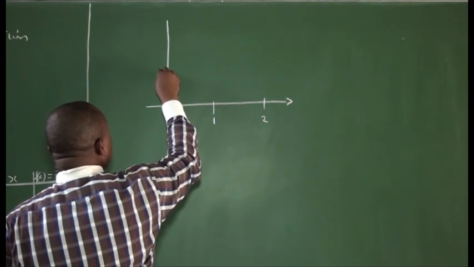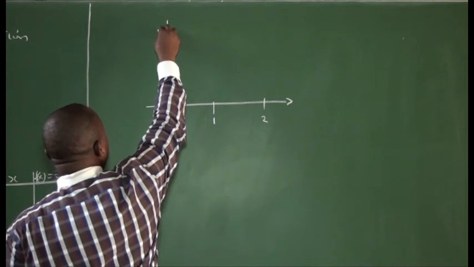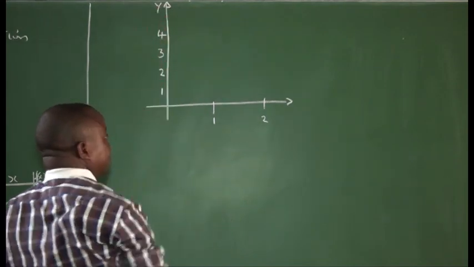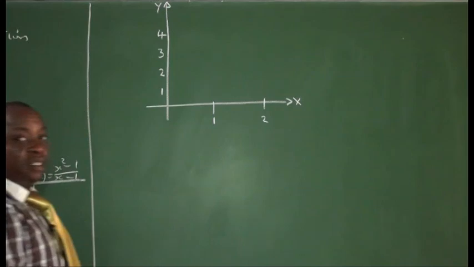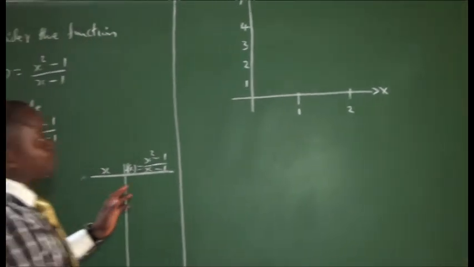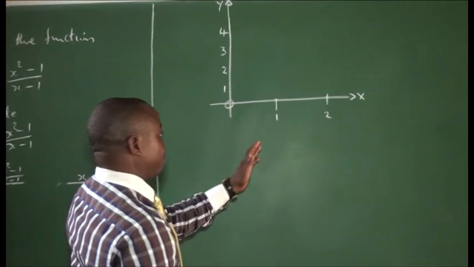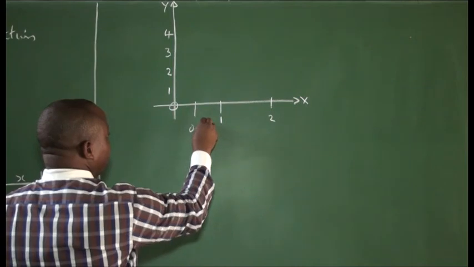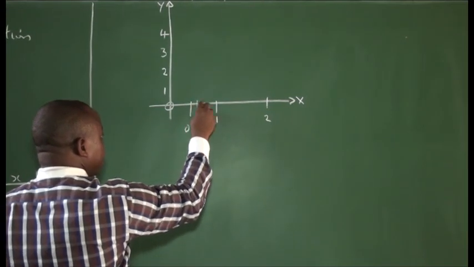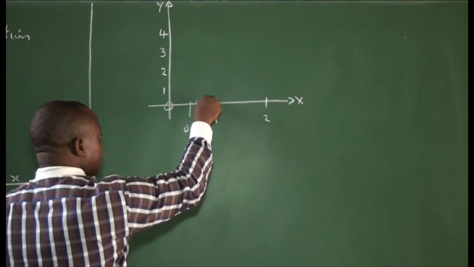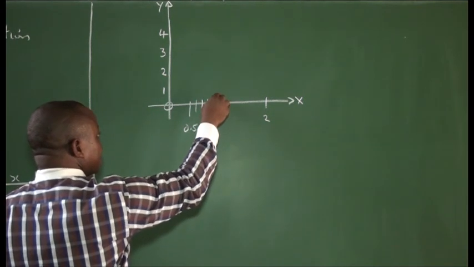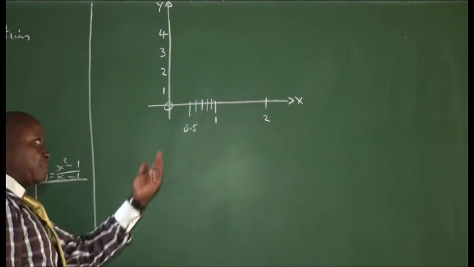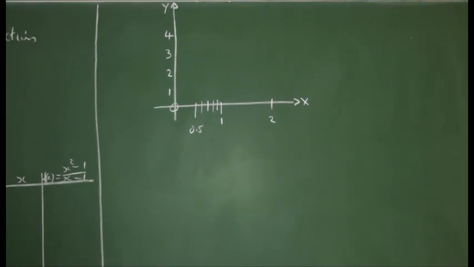1, 2, 3, 4. This is the y-axis, and this is the x-axis. So when x approaches 1 from the left, we'll start somewhere here, which is 0.5. Of course, there will be 0.6, 0.7, 0.8, 0.9, 0.99, 0.999 as we get to 1. The same will also apply in the other direction, just as we did the other time.